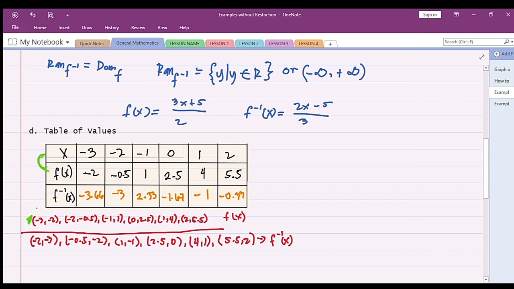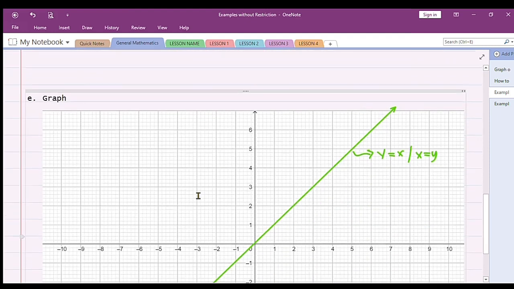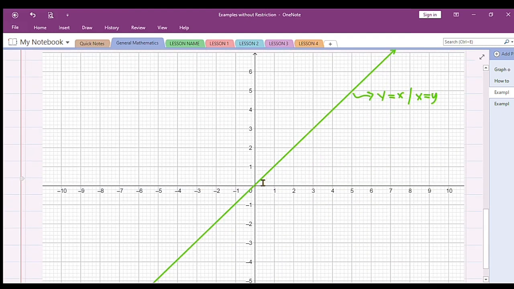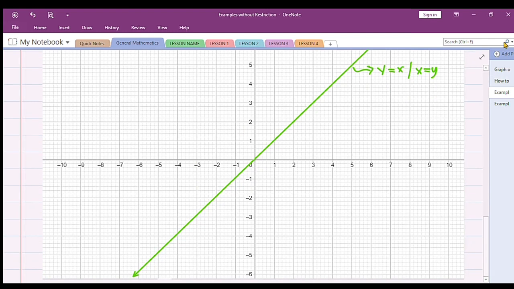Let's try to graph that ordered pair. Yung original function natin, i-graph natin siya. So we have positive 3 and negative 2. Let's put a different color. Okay, let's make it red. So we have negative 3 and negative 2 right here. We have negative 2 and negative 0.5, so right here.